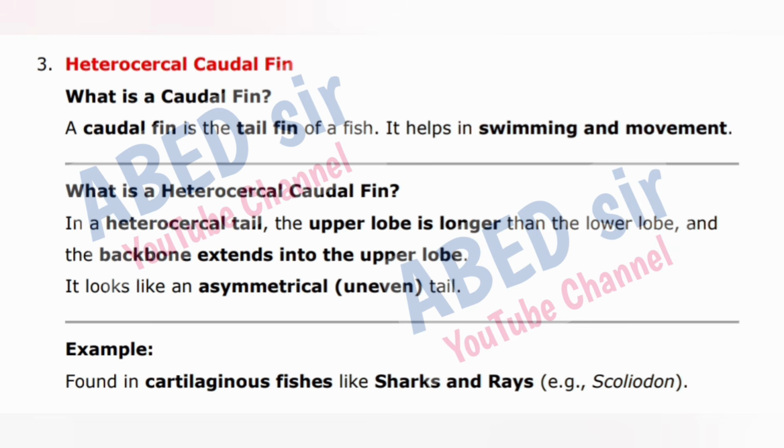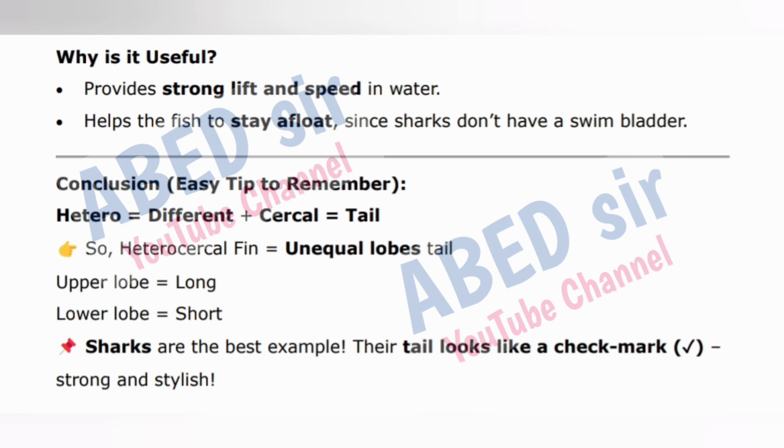Example. Found in cartilaginous fishes like sharks and rays, example, Scoliodon. Why is it useful? Provides strong lift and speed in water. Helps the fish to stay afloat, since sharks don't have a swim bladder.